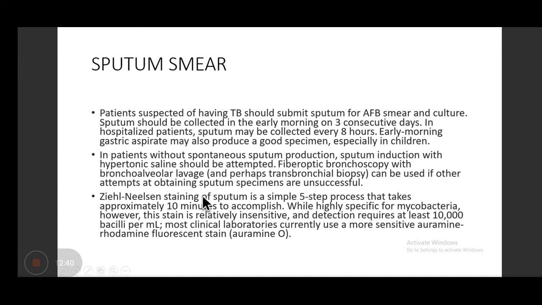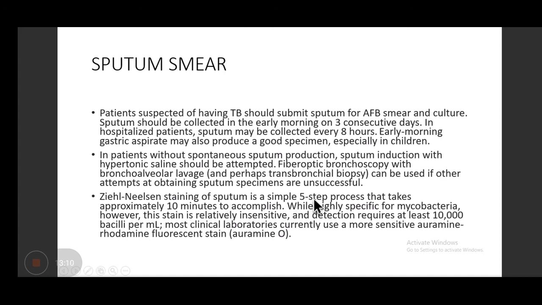Then fiber optic bronchoscopy with bronchoalveolar lavage and perhaps transbronchial biopsy can be used if other attempts at obtaining sputum specimens are unsuccessful. Mostly we try spontaneous sputum production and induction with hypertonic saline. Then ZN staining will do. Another stain that we can use, that's the question for you. Apart from ZN, another acid fast stain that we can use.